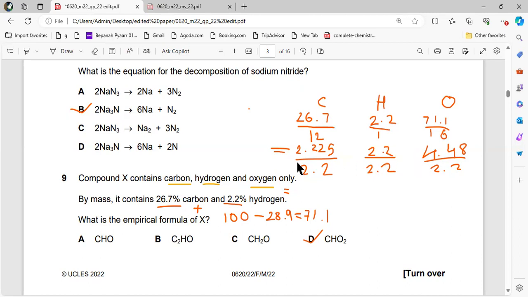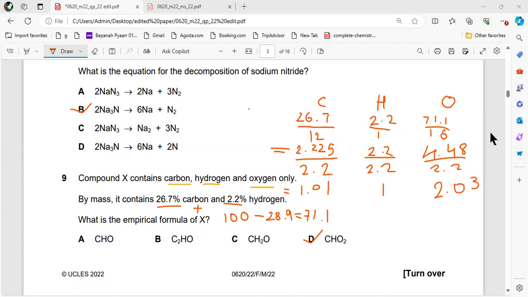Okay. We will use this value and divide all the other values by it. So 2.25 divided by 2.2, 2.2 divided by 2.2, and 4.48 divided by 2.2. Okay. So here you will get the values. After dividing, we get these values: 1.01 for carbon, 1 for hydrogen, and 2.03 for oxygen.